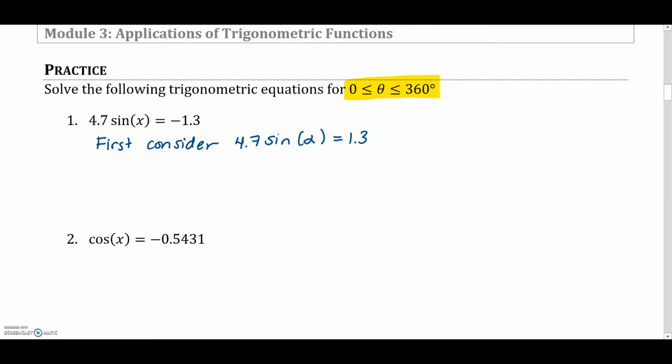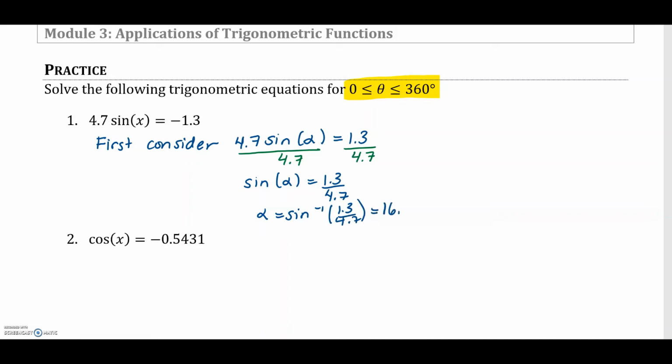Now divide both sides of the equation by 4.7 in order to solve for sine of alpha. We need to get sine alpha by itself before we can solve for alpha. So sine of alpha is equal to 1.3 divided by 4.7. Now to solve for alpha, we take the sine inverse of both sides of the equation, and we find that alpha is equal to sine inverse of 1.3 divided by 4.7, which is equal to 16.1 degrees when we round to the nearest tenth of a degree.